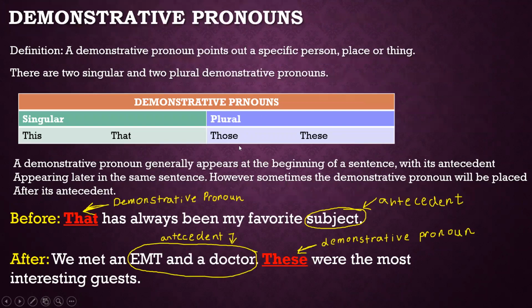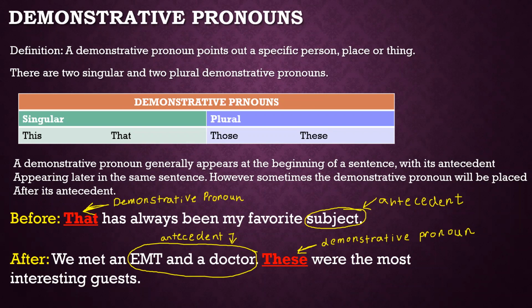And so the demonstrative pronouns, we said that a demonstrative pronoun by definition, Shea, what is a demonstrative pronoun? A demonstrative pronoun points out a specific person, place, or thing. Good. Give me the 4 examples of demonstrative pronouns. For singular, you have this and that, and then for plural, you have those and these. Very good. So those were our demonstrative pronouns that we learned.